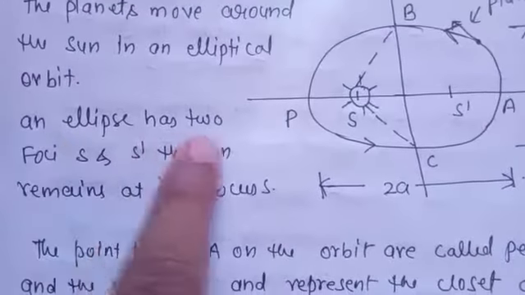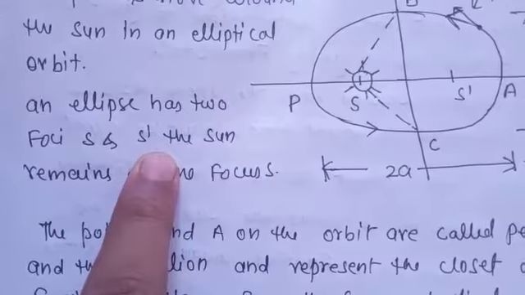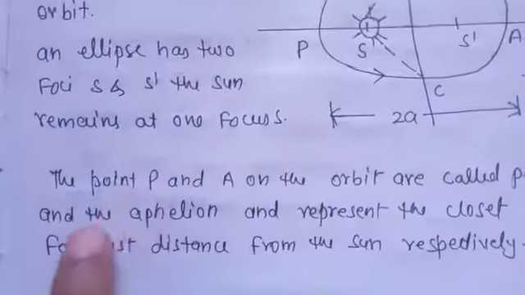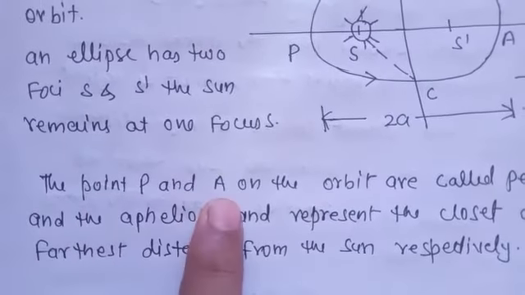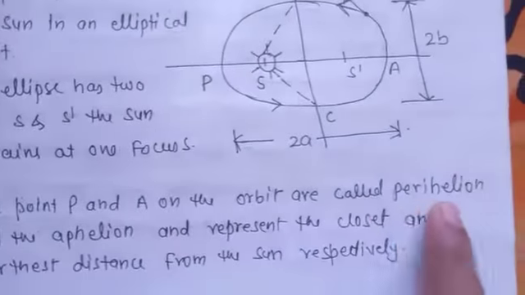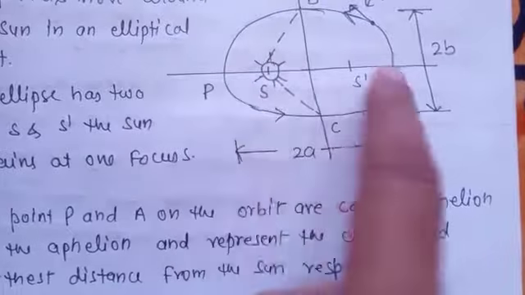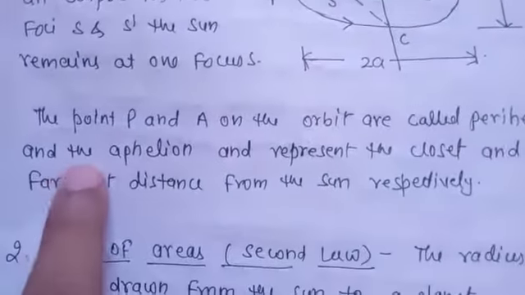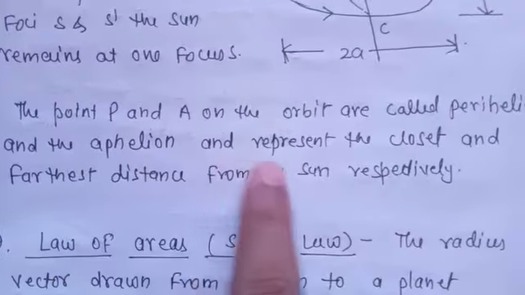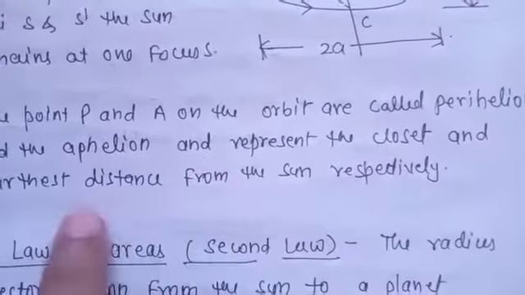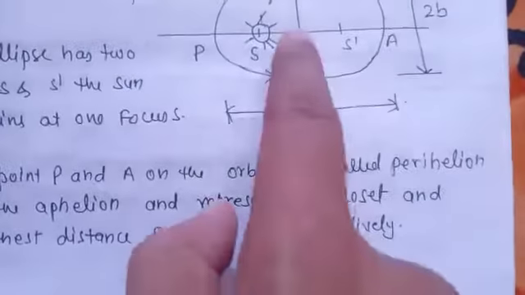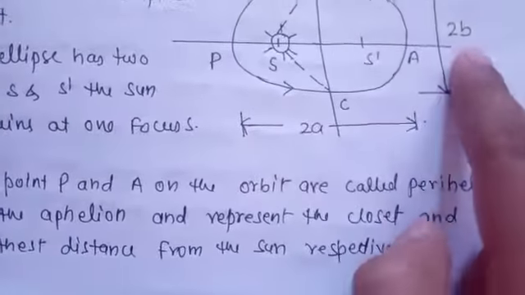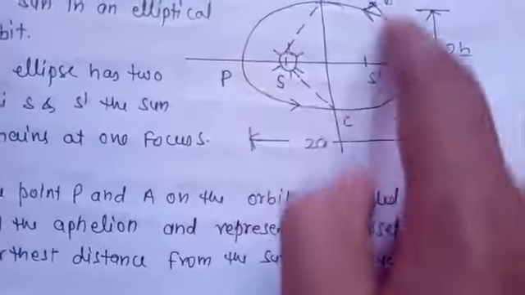An ellipse has two foci, S and S'. Thus, the Sun remains at one focus S. As you consider, the points P and A on the orbit are called perihelion and aphelion. P is called perihelion, and A is the aphelion, and they represent the closest and farthest distance from the Sun, respectively. That is the distance of 2A and that is the distance of 2B. This is a planet moving in this way.